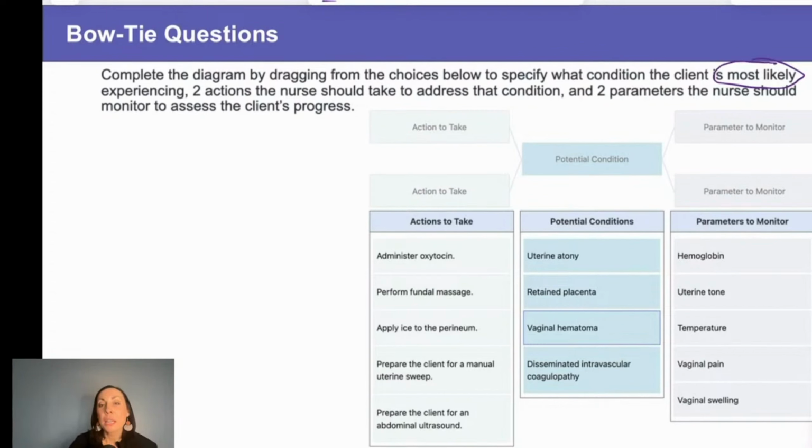You might see here this keyword, this most likely. That's really important, because with all the information that they're going to give us in the data tabs in the scenario, any of these conditions are possible. Any of the actions to take are possible things that we would do, as well as the parameters to monitor. However, it's the things that we're most likely doing for this condition, or the most likely condition that the client has. So what are the findings telling us?